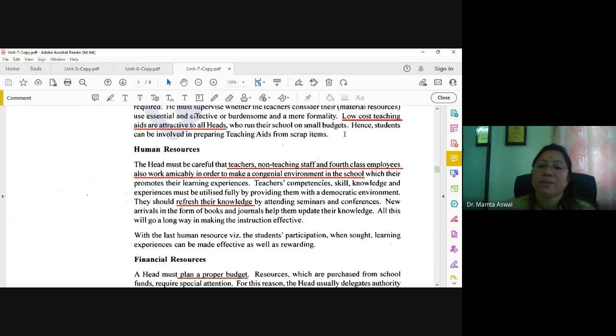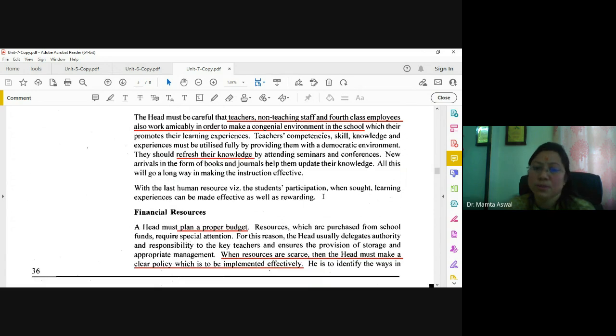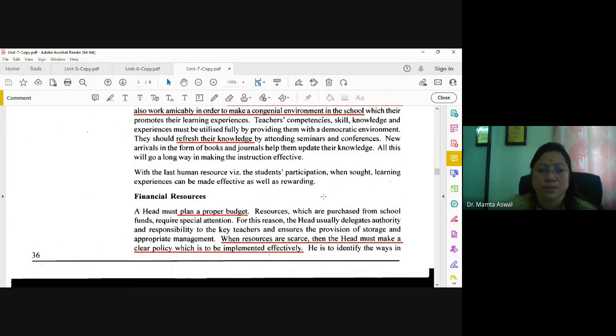Because if there is disharmony among the teachers, among the staff, among the head and the staff, there will be disturbance in the environment, and there will be a negative kind of environment which will not create a healthy situation in the school. Therefore, it is advisable for the heads to develop a congenial environment in the school. They must take care of the needs of all the teachers, all the human resources, even students and even parents, because they are also a part of the school system.